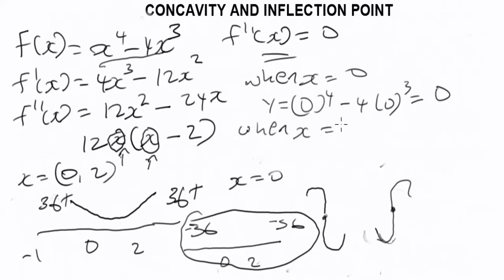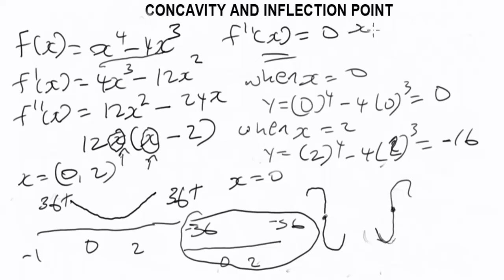When x equals 2, y will be 2 raised to the power 4 minus 4 bracket 2 raised to the power 3. When you simplify this, 2 raised to the power 4 gives you 16. 2 raised to the power 3 is 8, times 4 is 32. 16 minus 32 equals minus 16. So we have the inflection points of x as 0 and 2. That of y is 0 and minus 16.